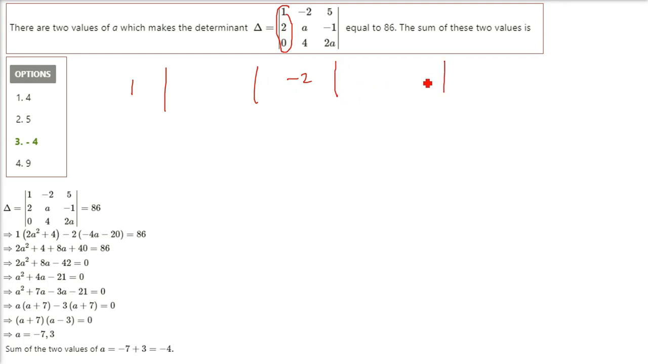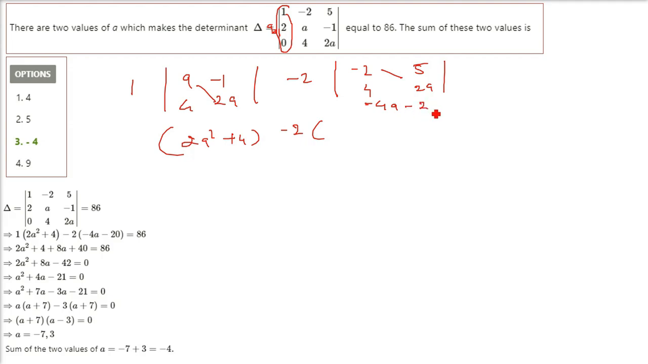1 minus 2, 1 minus 2 minus 2. I'm using the first column, that is why we are getting 0, so I'm not using the zero. So 1 minus 2: when we take 1 it will be a4 minus 1 2a. When we take 2 it will be minus 2 4 5 2a. It will be 2a square minus, plus 4 minus 2, you get minus 4a minus 5, 4 fives are 20.